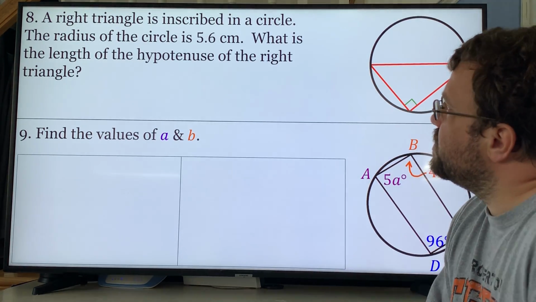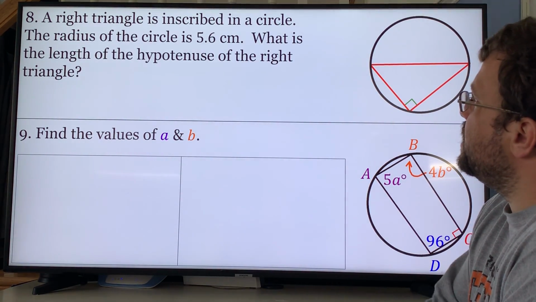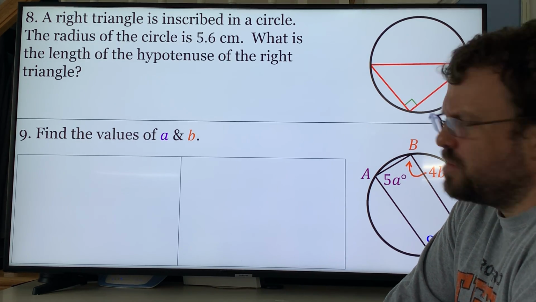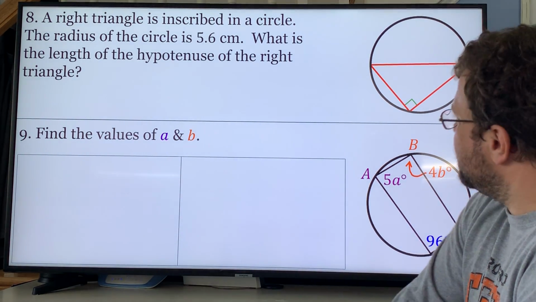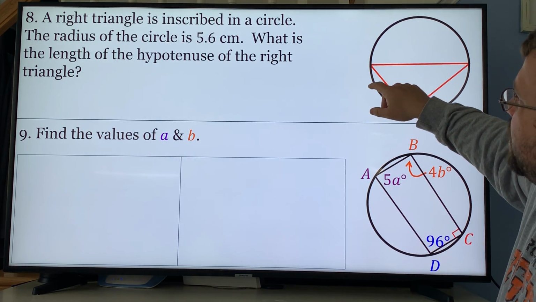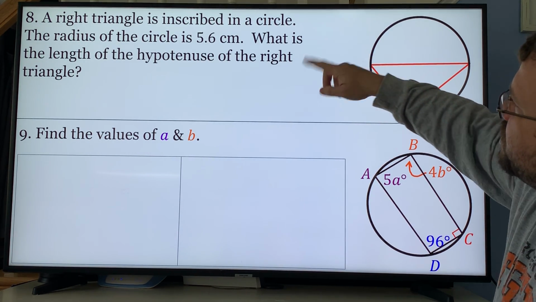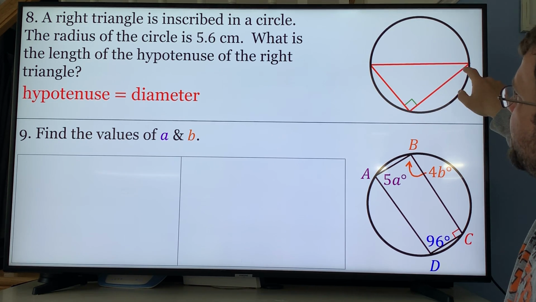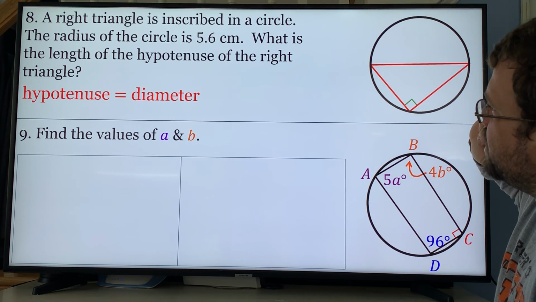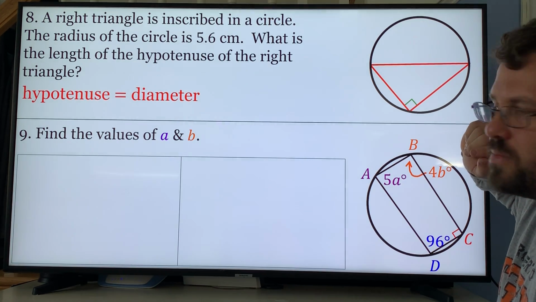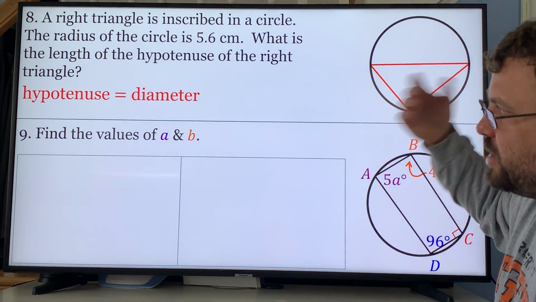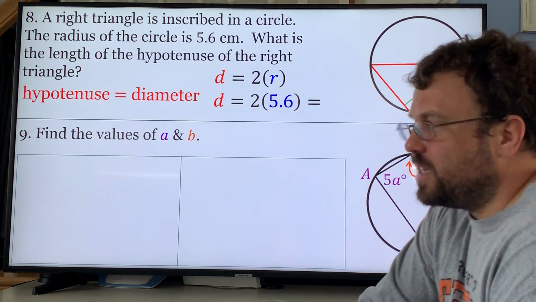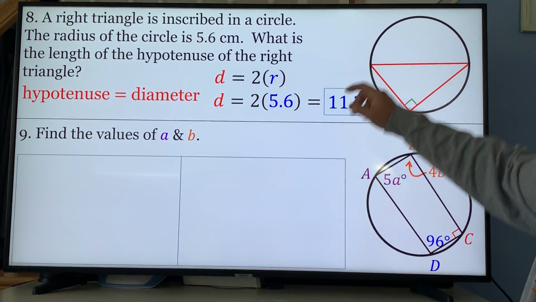A right triangle is inscribed in a circle. The radius of the circle is 5.6 centimeters. What is the length of the hypotenuse of the right triangle? Wow, that's a lot of stuff. No, it's not. All right, so the radius of the circle is 5.6. The hypotenuse is the diameter, right? So if the radius is 5.6, what's the length of the hypotenuse? Diameter is what related to radius? Twice the radius. So 2 times 5.6 is indeed 11.2. So this would be 11.2.